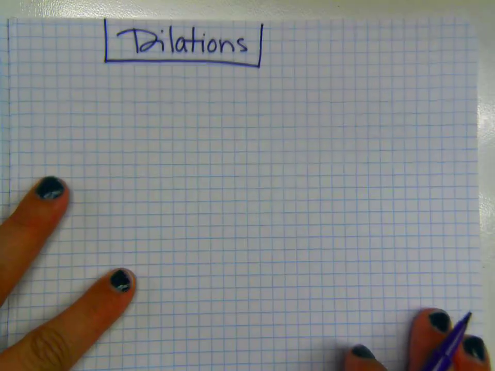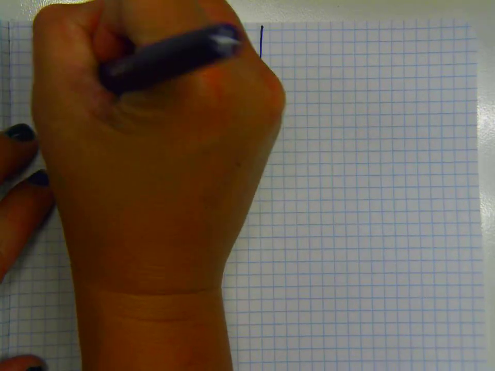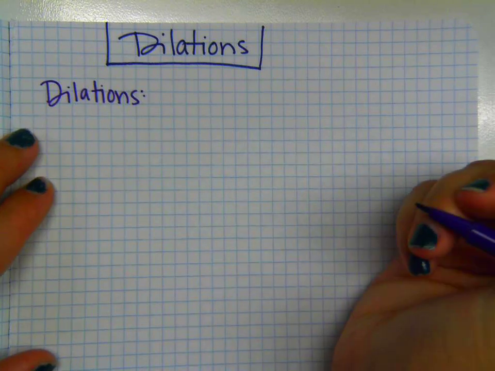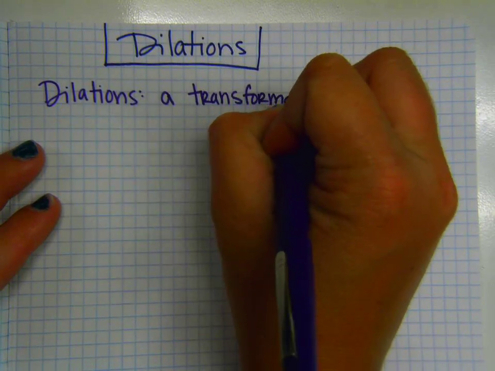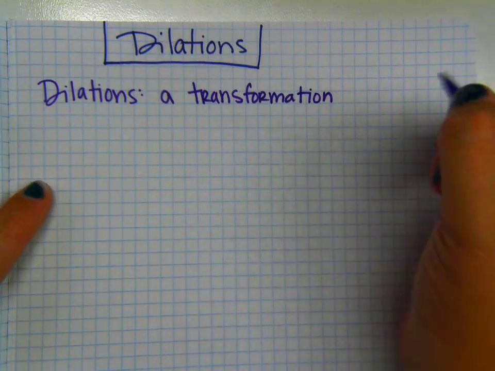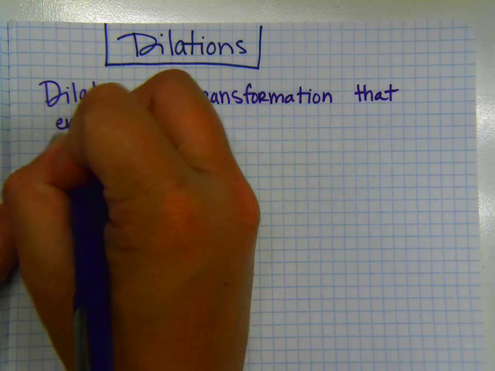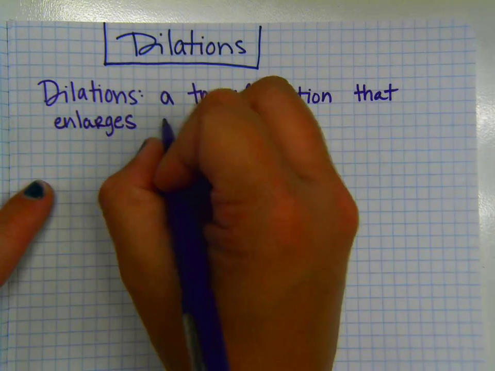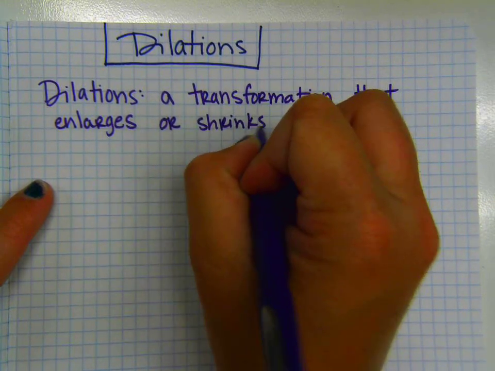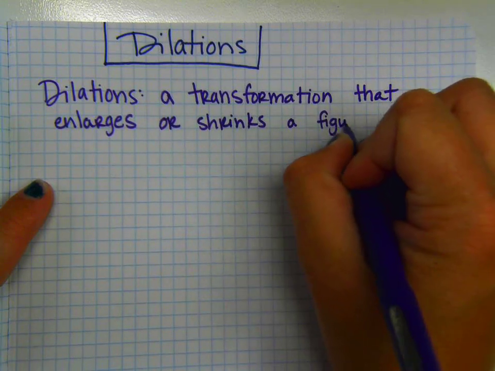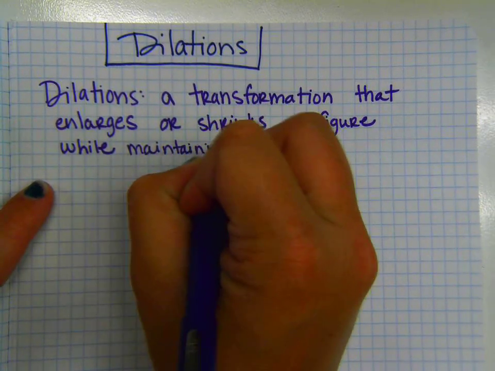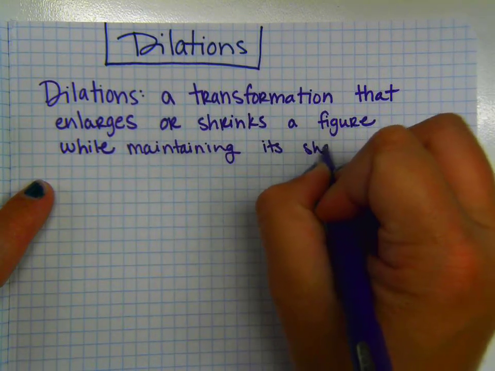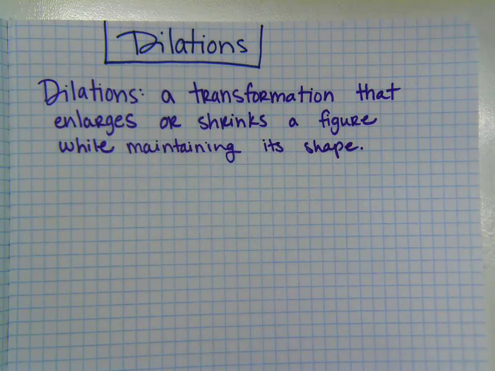So let's start with the definition of a dilation. Dilations are a transformation that enlarges or shrinks a figure while maintaining its shape.